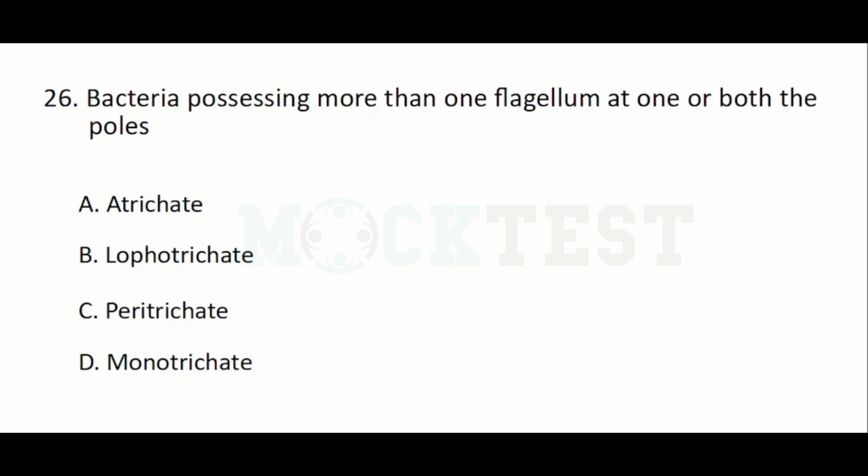Next question. Bacteria possessing more than one flagellum at one or both the poles. Option A atrichate, option B lophotrichate, option C peritrichate, option D monotrichate. The answer is option B lophotrichate.